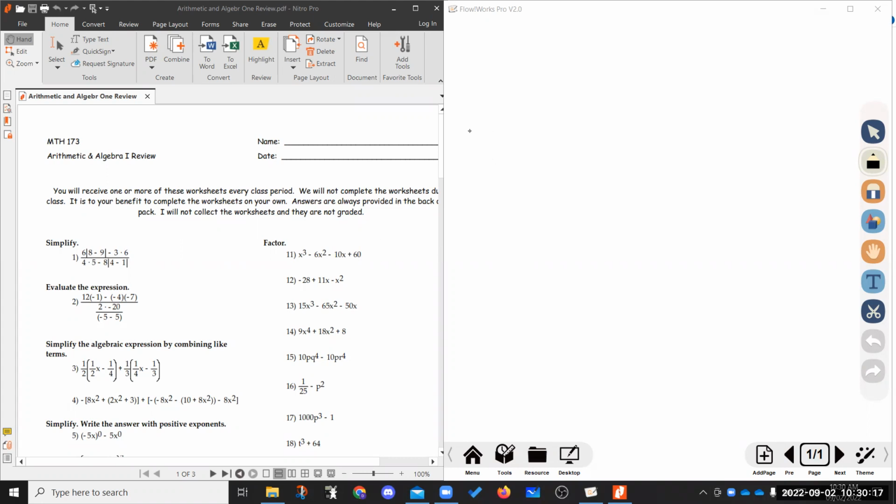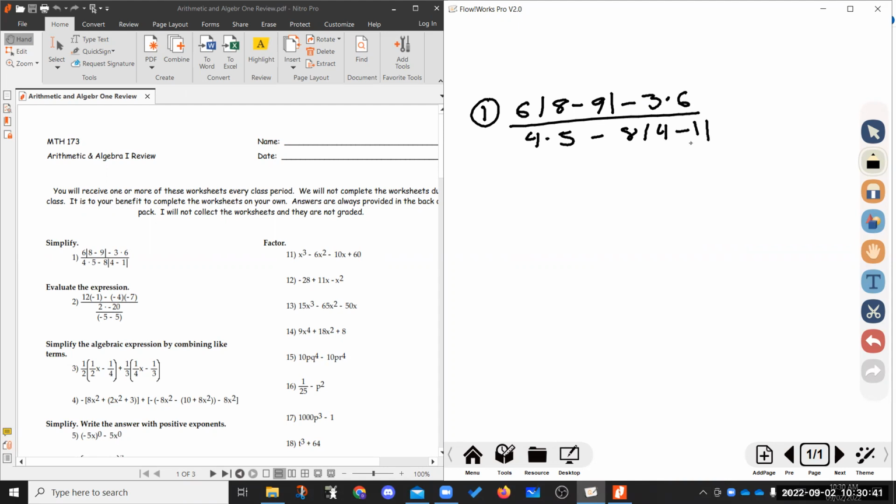So the first one is going to cover the idea of absolute value and order of operations. So let me get it written down here. The absolute value bars are a special set of parentheses, so we're going to have to do them first.